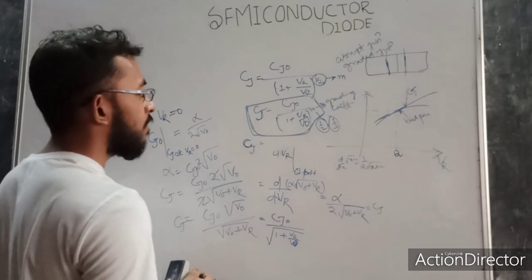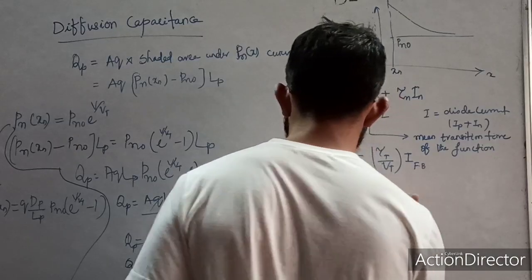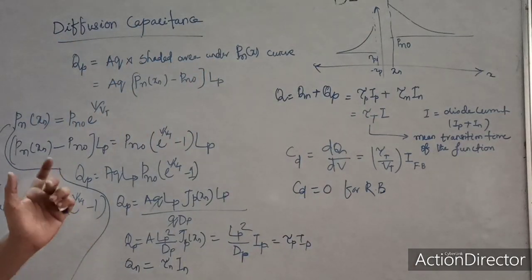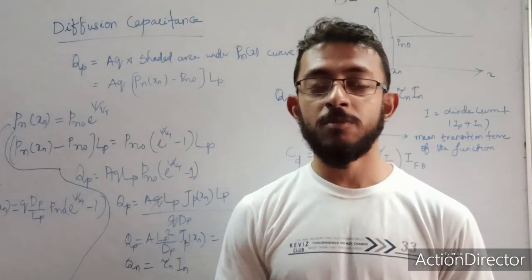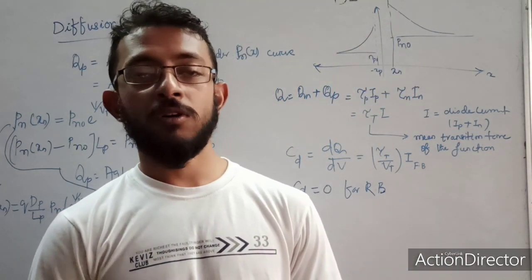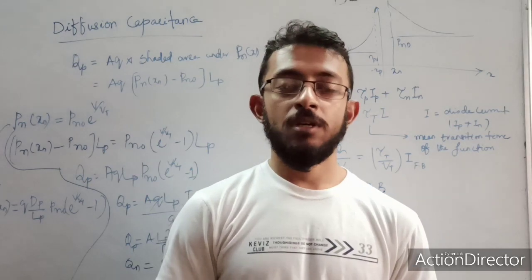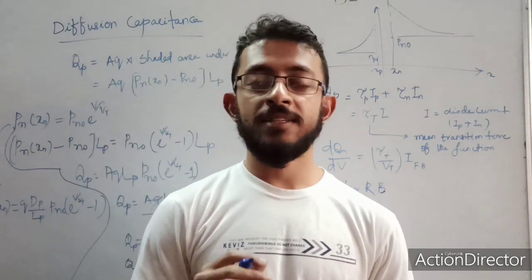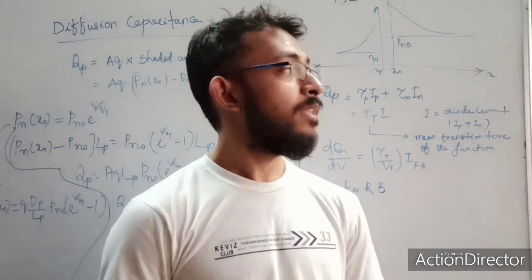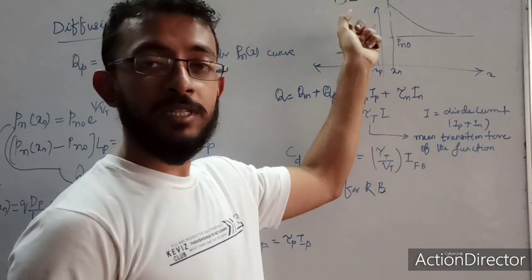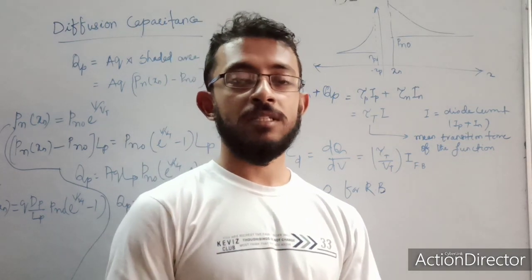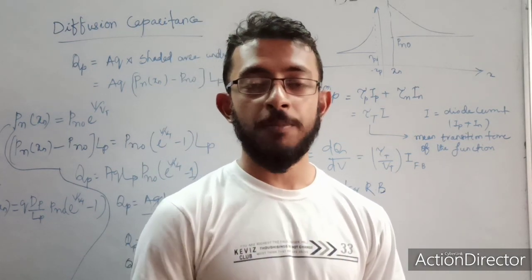The second one is the diffusion capacitance. The second capacitance, or the charge stored in this PN junction, because of diffusion, is the diffusion capacitance that occurs when forward bias is applied. When forward bias is applied, some excess minority charge carriers, that is holes in N side and electrons in P side, are stored. So these excess carriers give rise to a capacitance.